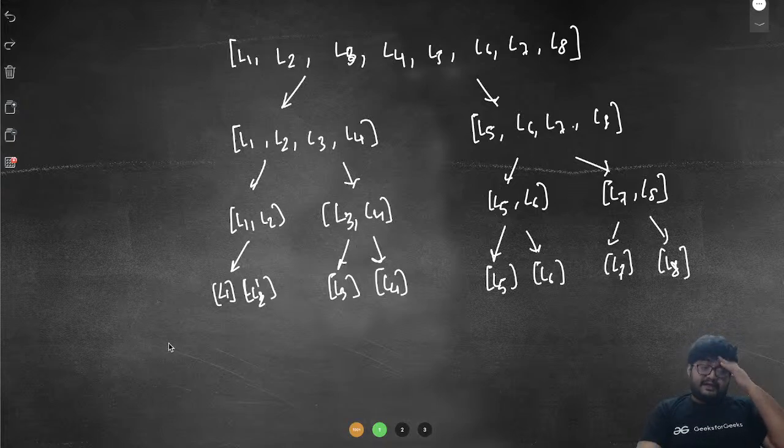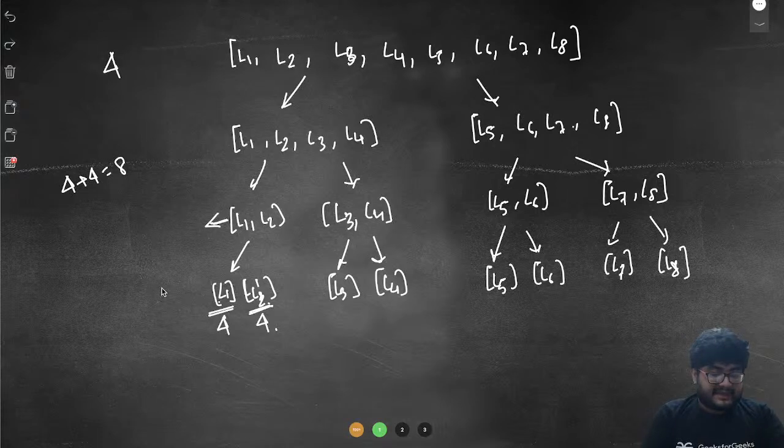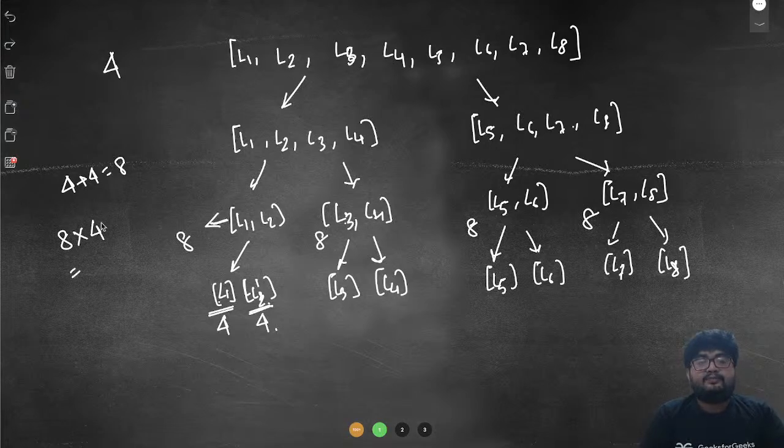Okay. Now here, just consider this level. What's happening here? We are merging. What is the size of L1? Let's say each array is of size 4. So L1 is 4 units, L2 is 4 units. How much time does it take to combine L1 plus L2? It will be 4 plus 4, that is 8 units of time. L3, L4 will again take 8 units. This will also take 8, this will also take 8. So the total time taken will be 8 into 4, 32. Sorry, my bad, each of them should be of size 8.